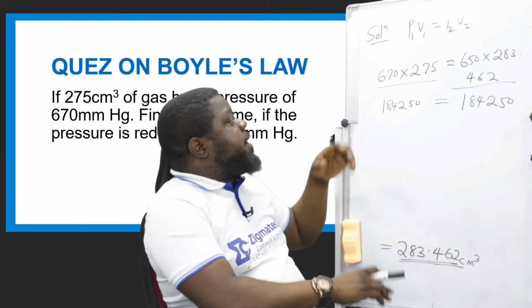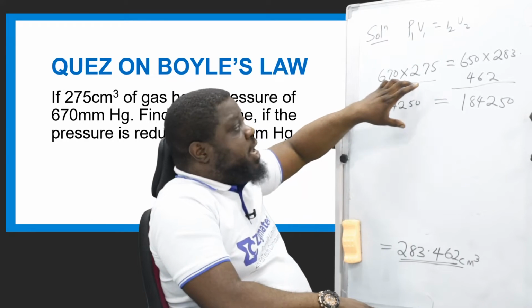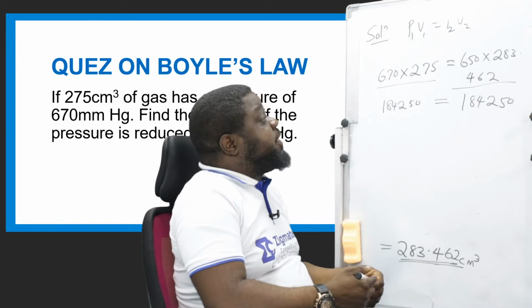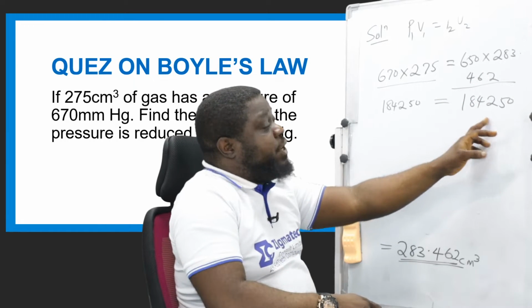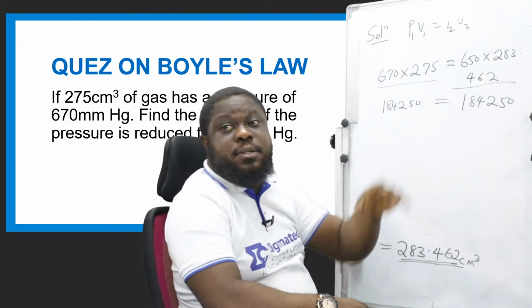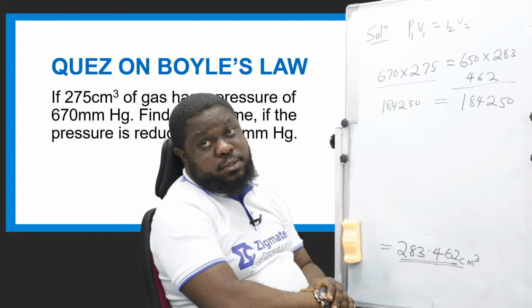The answer is 283.461. So if you calculate 670 times 275, it will give you 184,250. If you still calculate 650 times 283.462, it's still going to give about 184,250. In essence, what we got here is the same thing as what we got here. So that means to say our answer we got is correct.